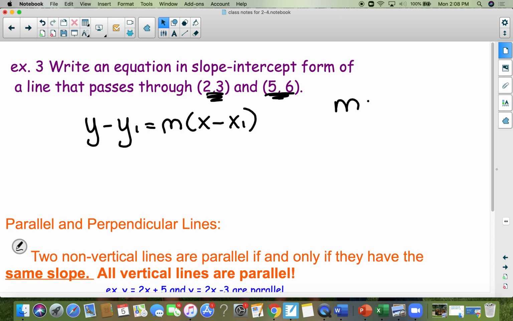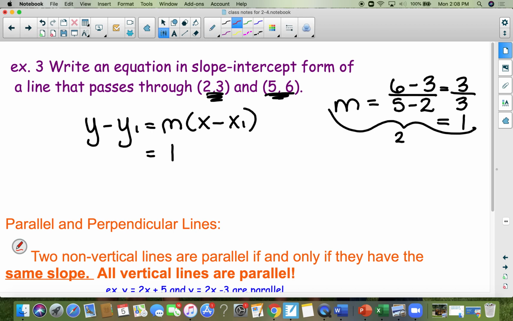We have to come over here and find the slope by doing 6 minus 3. The y's go on the top and the x's go on the bottom. You get 3 divided by 3, but in reduced form, 3 divided by 3 is 1. That's called the slope. In the last couple problems, they gave you the slope. In this problem, you have to find the slope. And we learned how to find the slope back in 2.3.